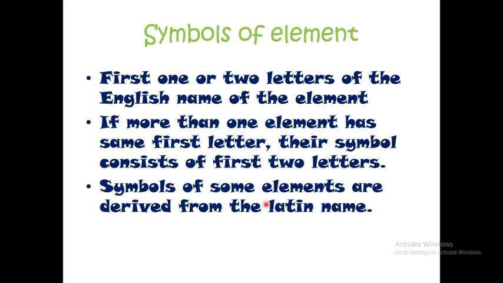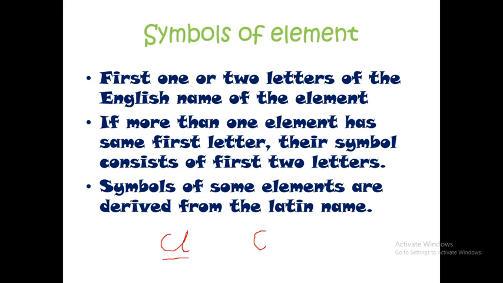Moving on to the next rule, that is, if more than one element has the same first letter, their symbol consists of two letters: the first letter followed by another letter that is not common. For example, the symbol for chlorine is Cl. We have another element which has the same first letter, that is carbon, C. So we cannot denote chlorine and carbon with the same first letter. So in this case, for chlorine, we took the first two letters which are not common.